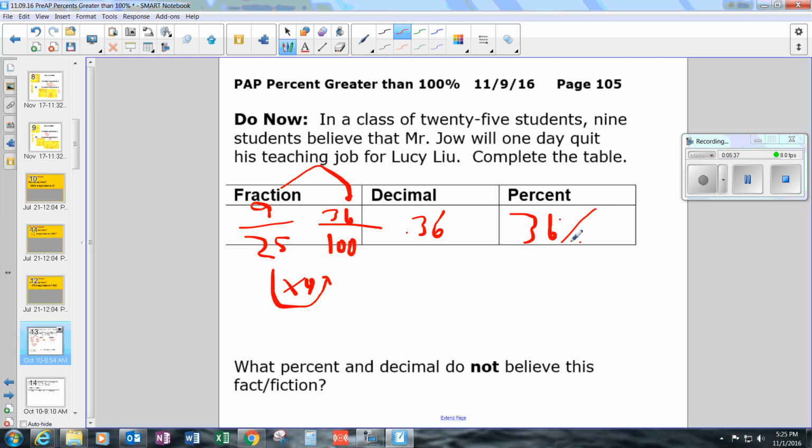What percent and decimal do not believe this fact or fiction? I'm sad about that. So we know 100% is 100%. If we subtract 36%, it would be 64%, or 64 hundredths do not believe this story.